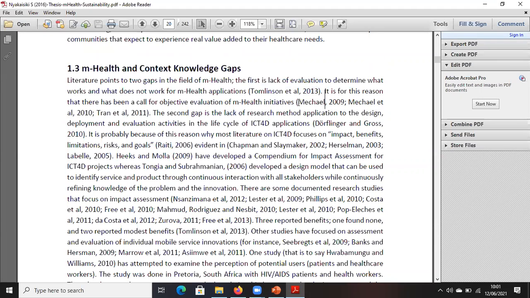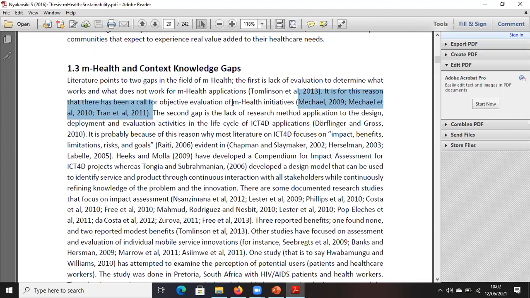And then here again, I point out that these writers say that it is for this reason there has been a call. So these writers, Michael, Tran and Michael and so on, had made a call that there's a need for objective evaluation of mHealth initiatives. So therefore, my research was what it was going to embark on. I was going to implement an mHealth initiative, evaluate it, and from that, develop a model.